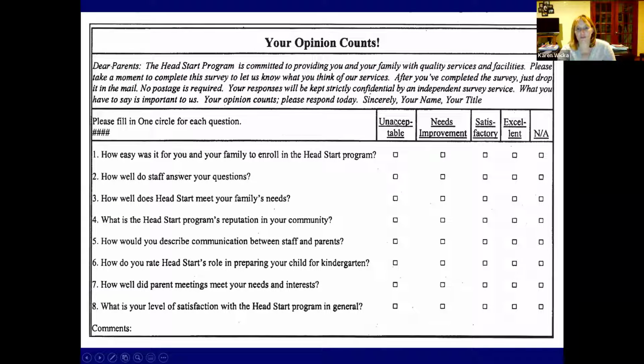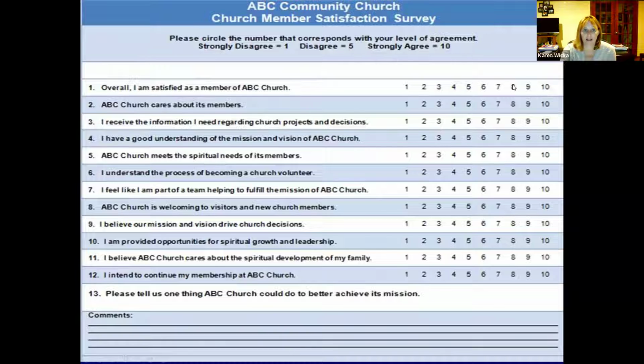This is an example where they just have unacceptable, needs improvement, satisfactory, excellent. So they're just checking the box. They read the question and then check the box. You could have something like that if you wanted. You could have more of what we call a Likert scale. They have a question and then after it, they circle the number. You have to make sure that you have an explanation of what your scale is. So 1 is strongly disagree, 10 is strongly agree, so they know what the scale means. Make sure you clearly define and explain your scale. That's another way you could do it.